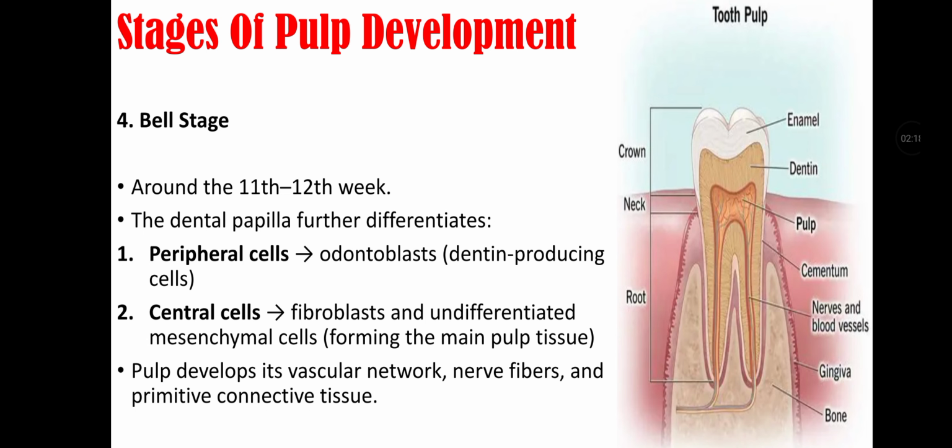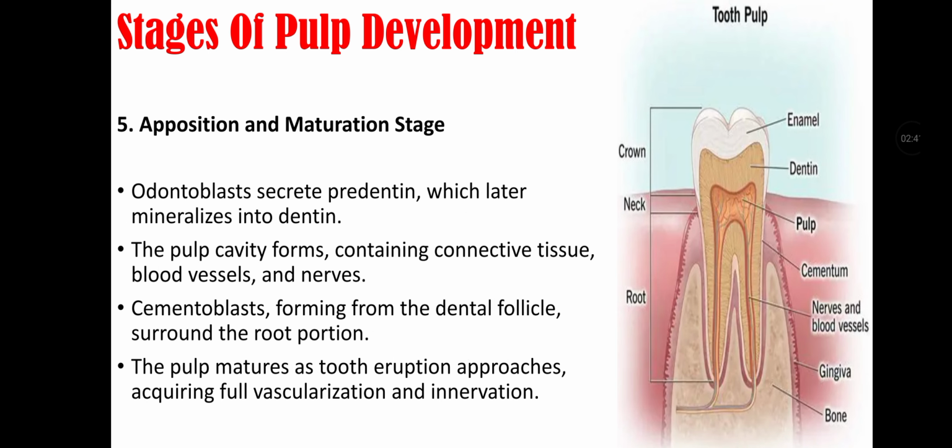Fourth stage is bell stage, that is around the 11th to 12th week of embryogenesis, and during this dental papilla further differentiates into peripheral cells and central cells. Peripheral cells form odontoblasts that will produce dentine, and central cells form fibroblasts and undifferentiated mesenchymal cells that will form the main pulp tissue. Pulp develops its vascular network, nerve fibers, and primitive connective tissue.